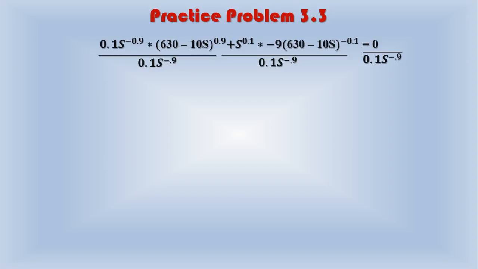So the 0.1s drop out there. And these s's drop out, so we're left with 630 minus 10s raised to the power of 0.9 here. And then over here, we've got s raised to the power of 0.1 over s raised to the power of negative 0.9, which equals s raised to the power of 0.1 minus negative 0.9. So that's the power, right? So that's going to equal 1 there. Times the second term here.